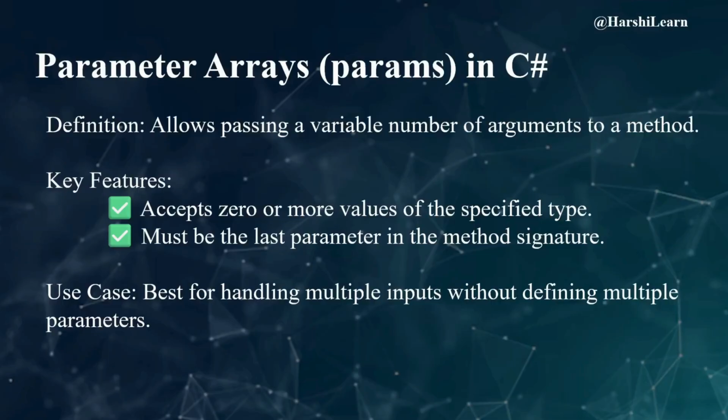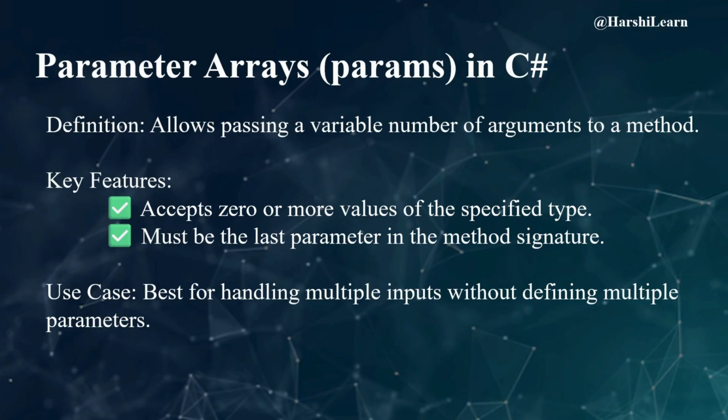Okay, let's talk about parameter arrays in C#. Sometimes you need a method that can take different number of inputs. So instead of creating multiple versions of the same method, we can use params to accept any number of arguments. The params keyword allows us to pass multiple values of the same type into a method. Internally, these values are stored in an array, making it easy to process them. And the best part is you can pass as many or as few values as you want.